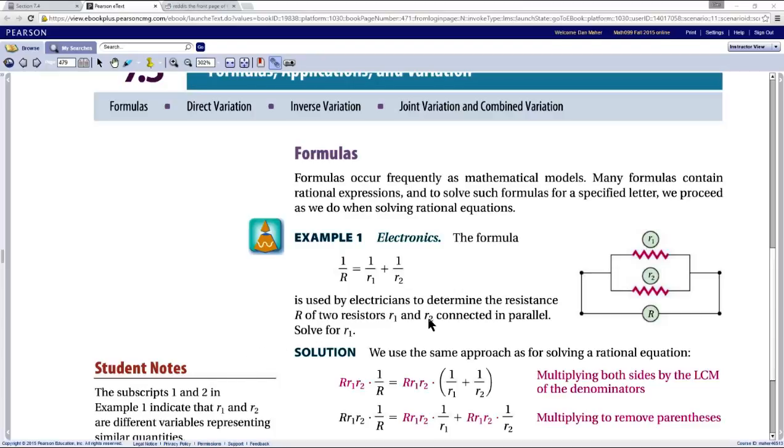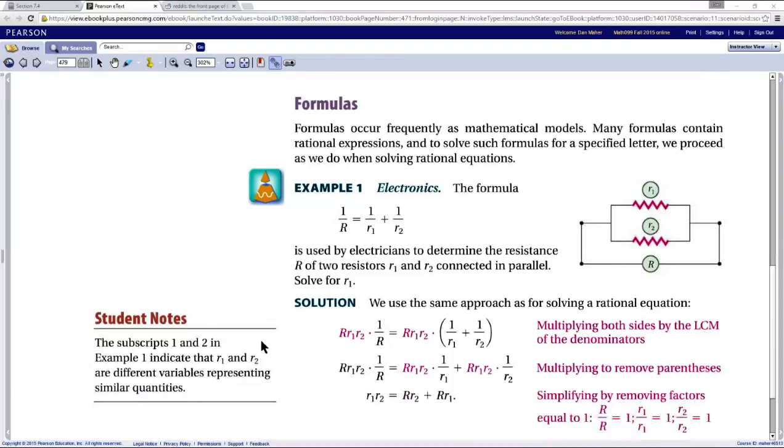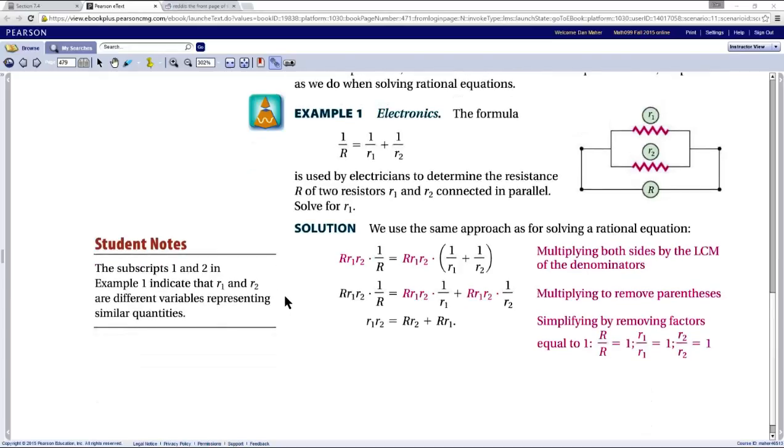And if we want to solve this, the student notes over here say subscripts 1 and 2 in example 1 indicate that R sub 1 and R sub 2 are different variables representing similar quantities. Basically they want to make sure that this little r means resistor, but you can have different resistors and they can have different values, indicating the amount of resistance that they're dealing with. So basically they start going through solving this.